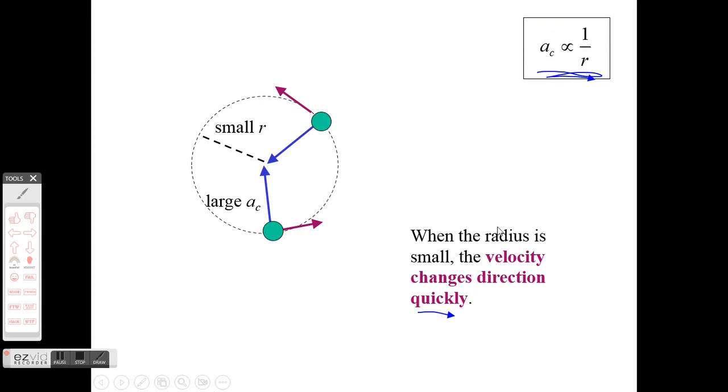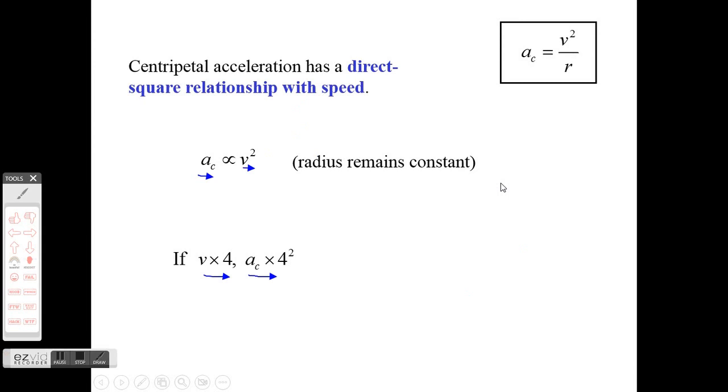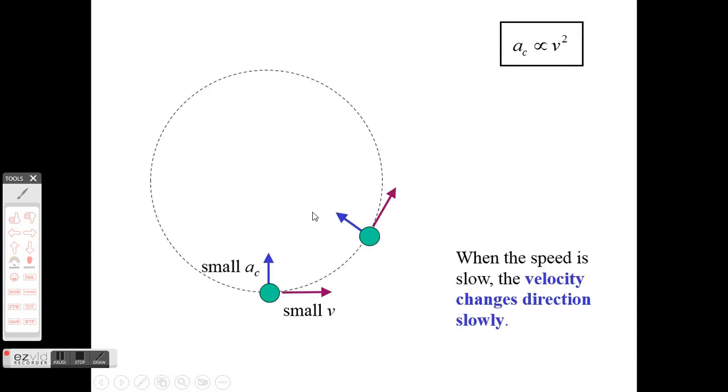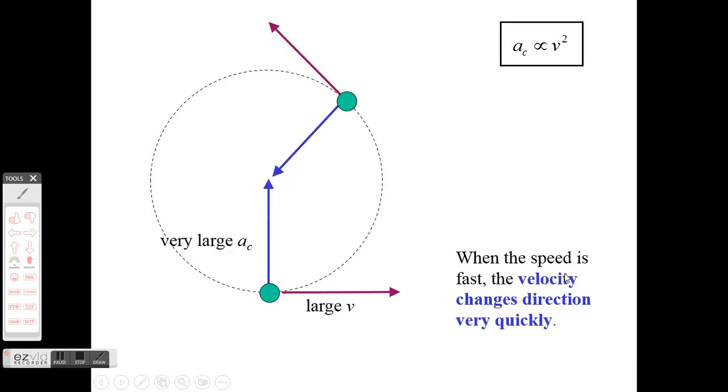Centripetal acceleration has a direct square relationship with speed. So if our speed is multiplied by 4, our centripetal acceleration is multiplied by 4 squared, or by 16. So again, when the speed is slow, the velocity changes direction slowly. When the speed is fast, the velocity changes direction very quickly. And again, in terms of the change of direction, that's the centripetal acceleration part.